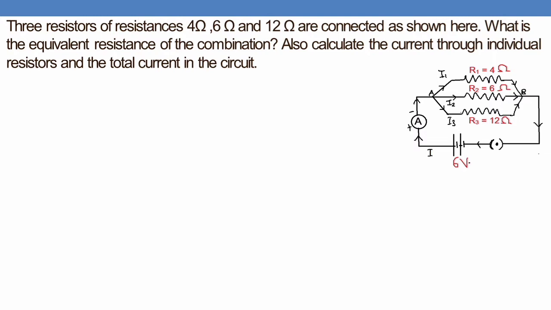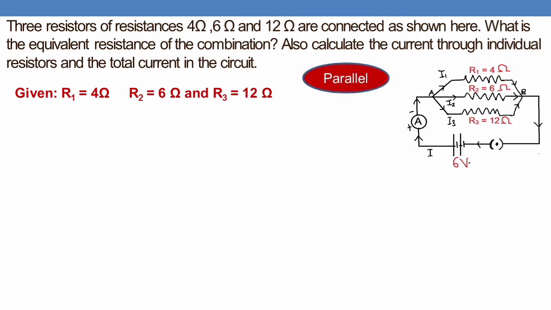So, from the circuit given, it's understood that resistances R1 is equal to 4 ohm, R2 is equal to 6 ohm and R3 is equal to 12 ohm. And the arrangement of resistors are in such a way that they are parallel to each other. So, in a parallel combination, equivalent resistance is found out by adding the reciprocals of the individual resistances.